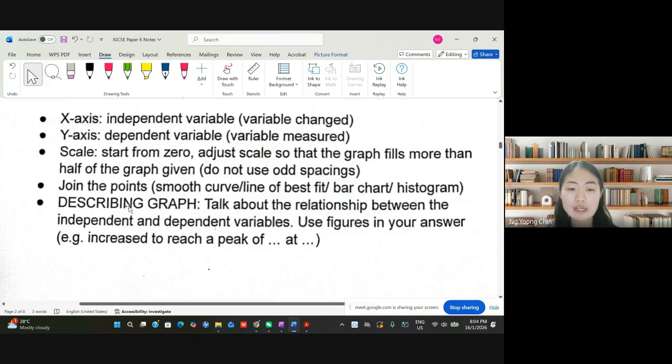And then you need to describe the graph, talking about the relationship between the independent and dependent variables, and use figures in the answer. For example, they show you an increasing trend, and then they reach a peak, and then you can input the data. So just like how you answer Paper 4, it's almost the same thing.